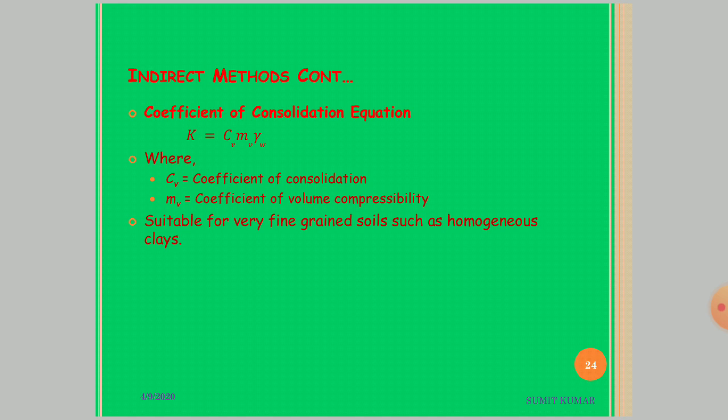Hydraulic conductivity can also be found if the values of coefficient of consolidation and volume compressibility are known. That is K is equal to Cv into Mv into gamma w, where Cv is the coefficient of consolidation, and Mv is the coefficient of volume compressibility. This equation is suitable for very fine grained soil such as homogeneous clays.